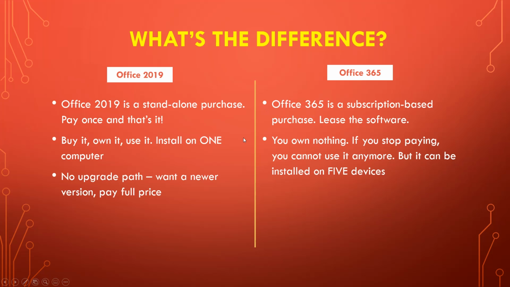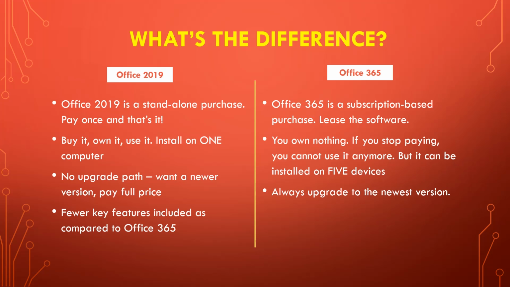Office 2019, there's no upgrade path. If you want a newer version, you basically have to buy it and pay full price. They used to allow you to upgrade, but not anymore. Office 365, on the other hand, you can always upgrade to the newest version. It's constantly updating. They're adding features all the time, and you have access to all of that immediately with no added cost.